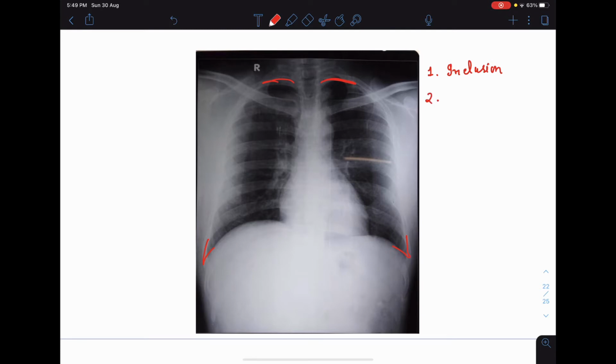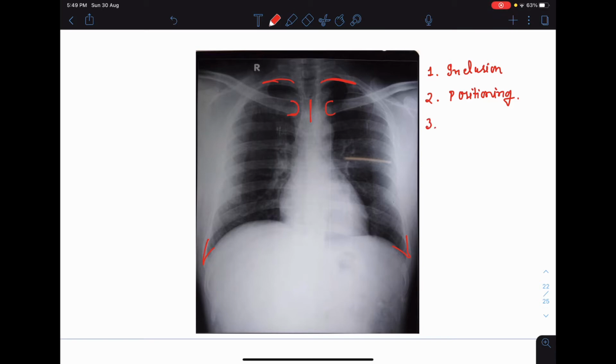Next important thing is positioning. Okay, we should know whether the patient's position is correct or not. How to know that the position is correct is that look at the medial end of the clavicle. If the medial end of the clavicle is equidistant from the midline, that means the positioning is correct. But in cases of improper positioning, it will not be equidistant.